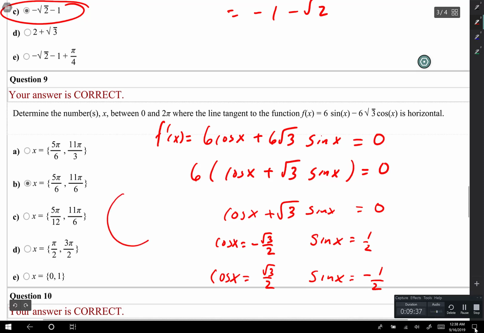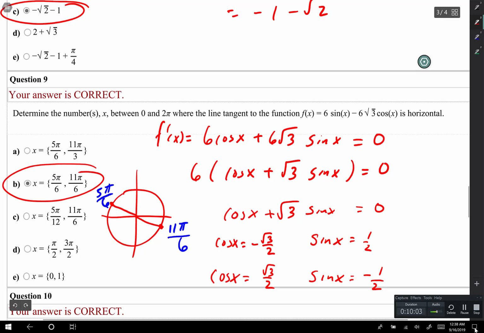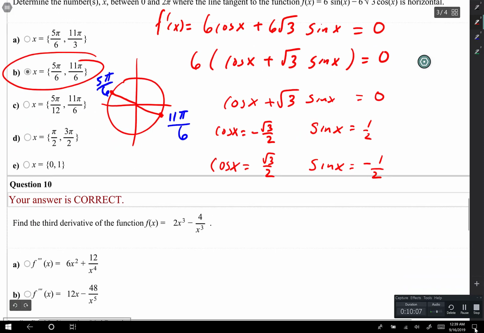So here we come, unit circle. Where is cosine negative square root of 3 over 2 and sine a half? And where is cosine a positive square root of 3 over 2 and sine a negative half? Those two right there. So if you remember from pre-cal, this one here is 5 pi over 6, and this one here is 11 pi over 6. So these are my answers, guys. So, a little bit of pre-calc, not even that extreme. But yeah, you got to know a little bit of pre-calc.